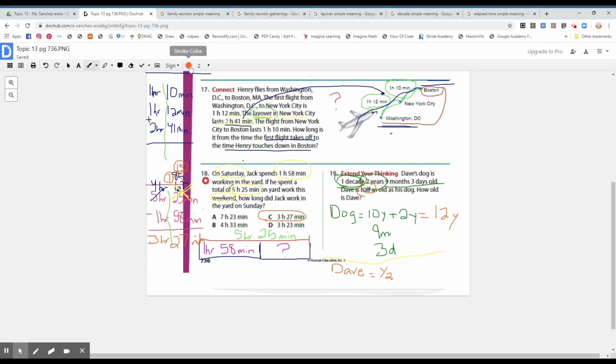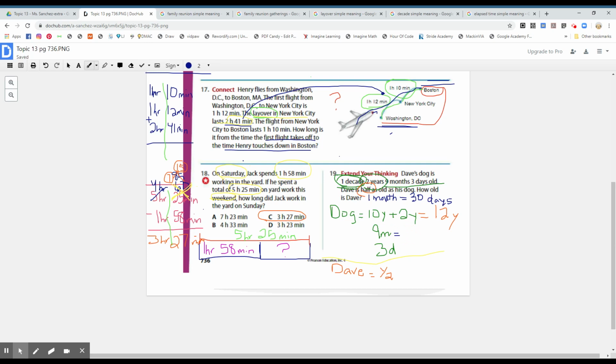Let's do that. Okay. So what do we know? What do we know about months and days? Okay. On average, boys and girls, 1 month is equal to 30 days on average. Okay. So if you want to change these to days, 1 month is 30 days.